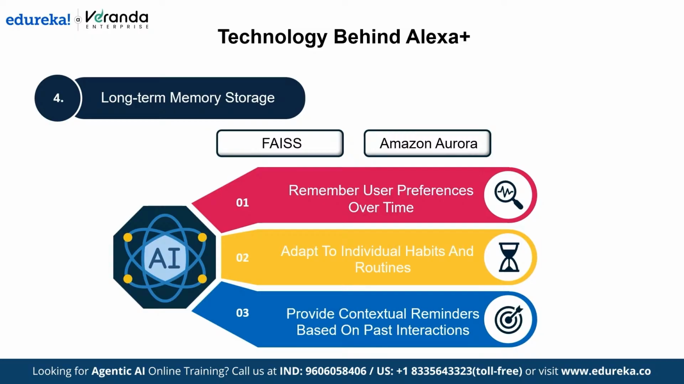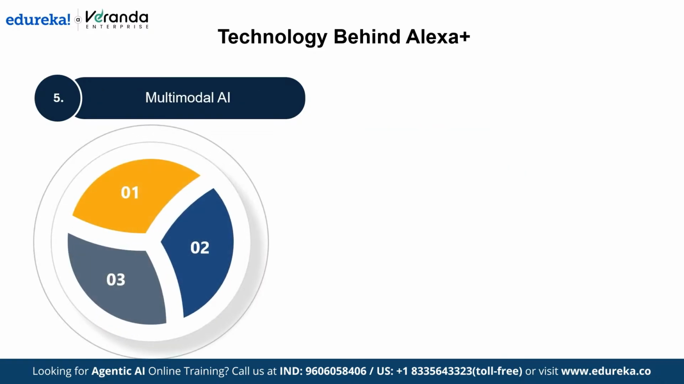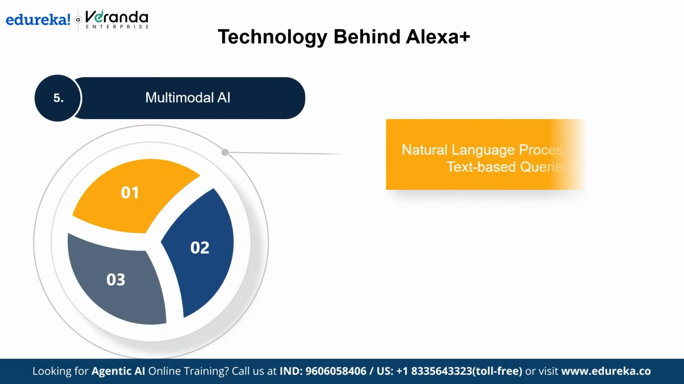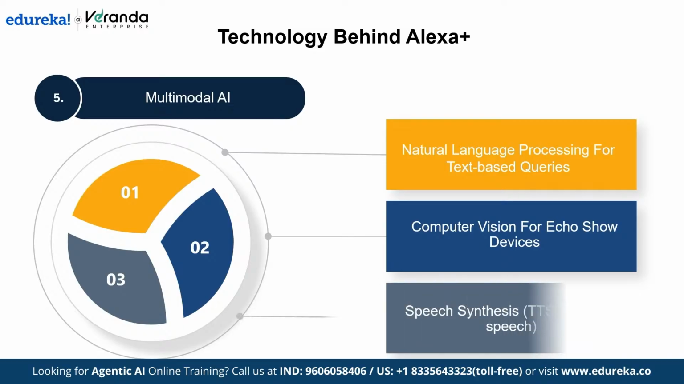voice-controlled device. Then comes the technology that makes Alexa Plus capable of understanding and interacting with users, which is multimodal AI. Alexa Plus leverages multimodal AI, combining natural language processing for text-based queries, computer vision for Echo Show devices, enabling it to process and analyze on-screen content. Also, speech synthesis is used to generate human-like voice responses. And this makes Alexa Plus capable of understanding and interacting with users in multiple ways, enhancing its overall functionality.